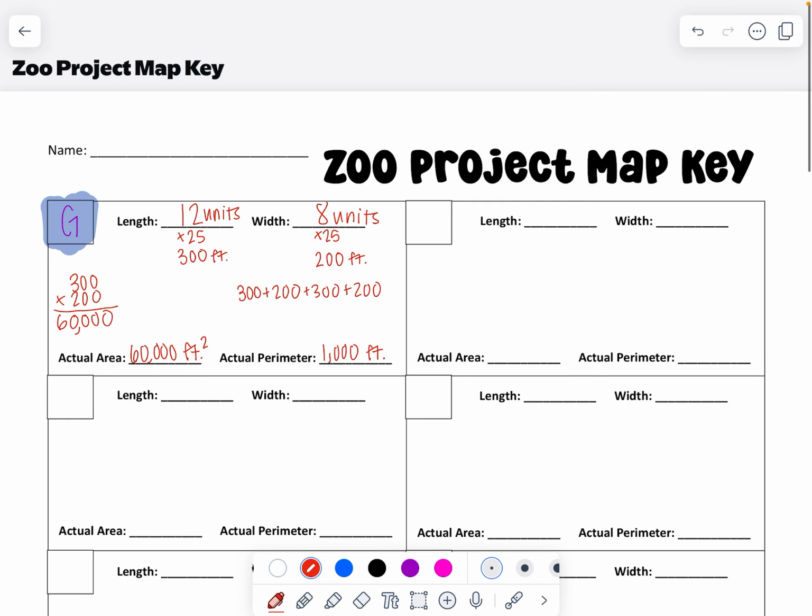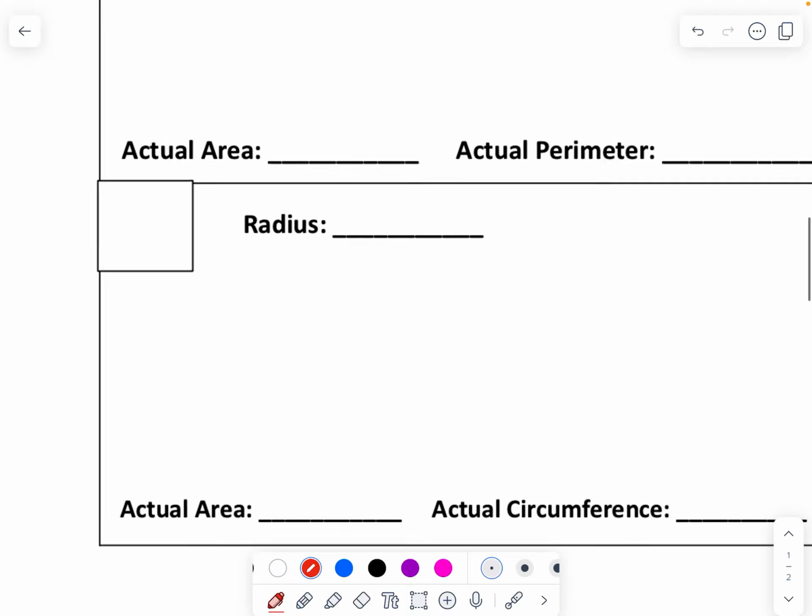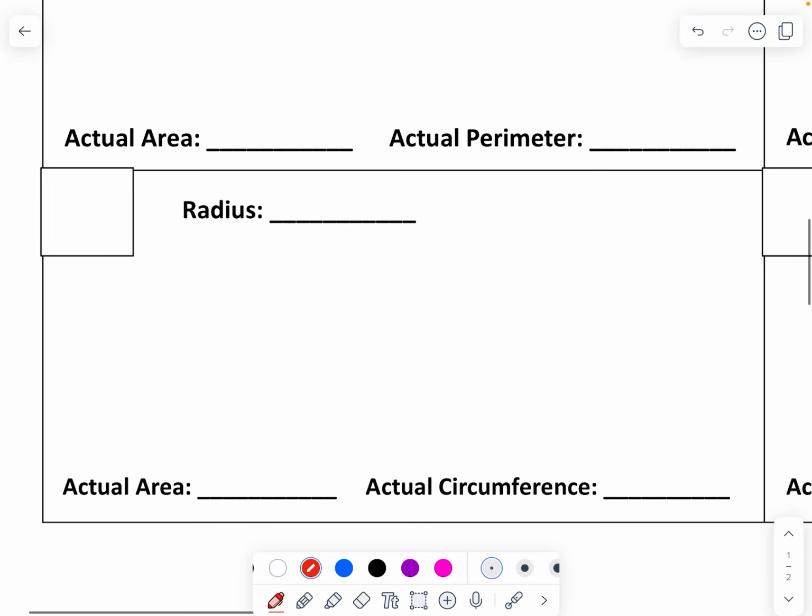If you were doing the radius, okay, when you're doing a circle, so your radius, let's say a lot of you got like 3, 4, 5, or 6. So let's do the radius is 4 units. Actually, I'm going to do 8 because I don't think any of you had 8. I don't want you copying me. So the radius is 8 units. So remember, for a circle, we would still multiply that by 25. And so 8 times 25 is 200. And so in real life, the radius would be 200 feet. And that's the number we're going to use to find the area and the circumference.